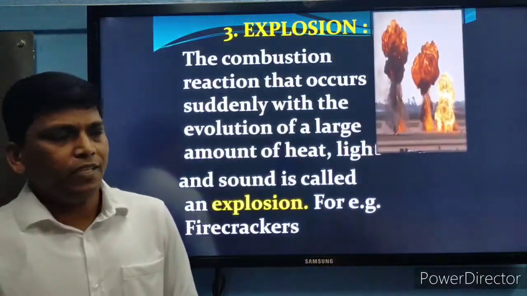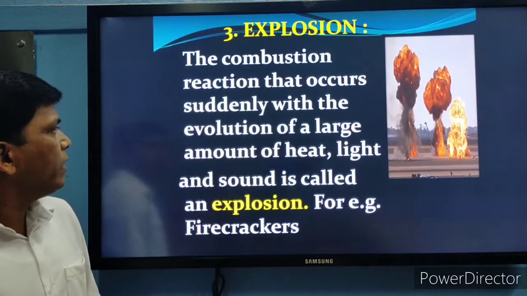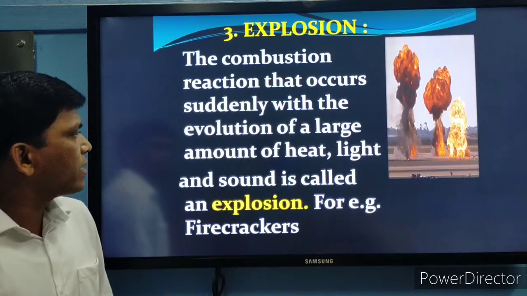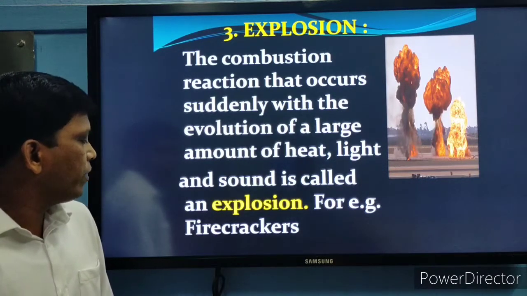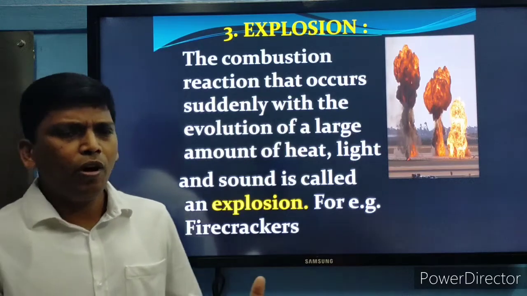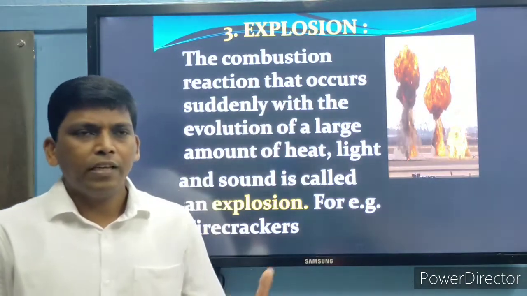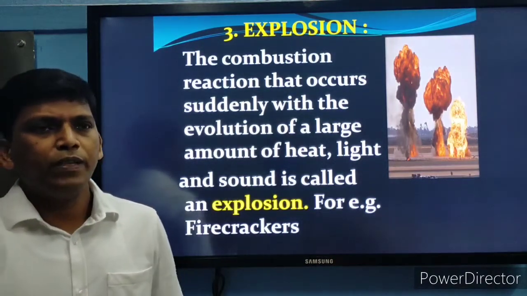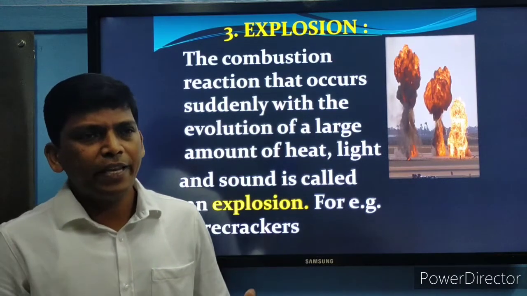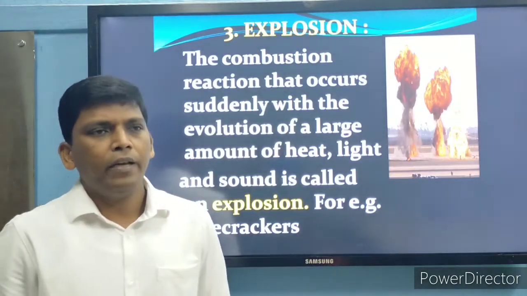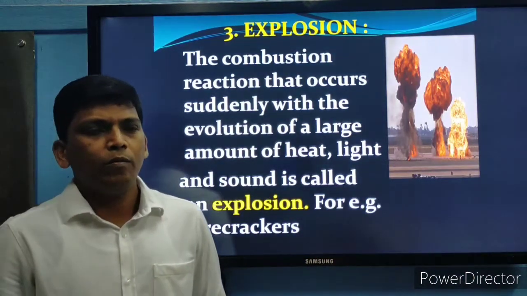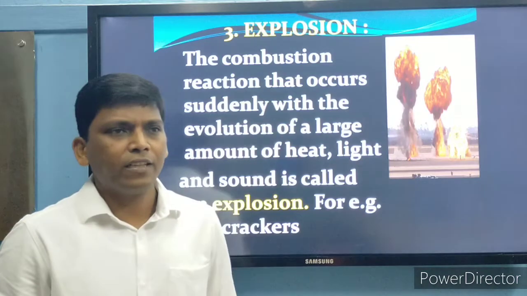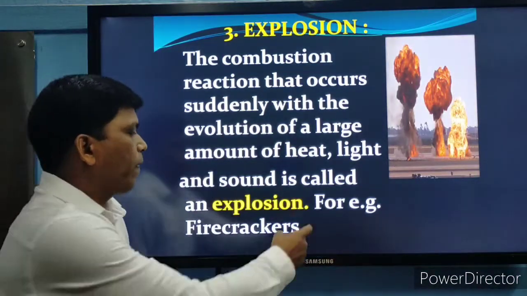Next, explosion. The combustion reaction that occurs suddenly with the evolution of a large amount of heat, light and sound is called explosion. You all have knowledge about explosions. In Diwali you burn firecrackers. Those are the best example of explosion. Bombing during war or the bursting of dynamite are also the best examples of explosion.